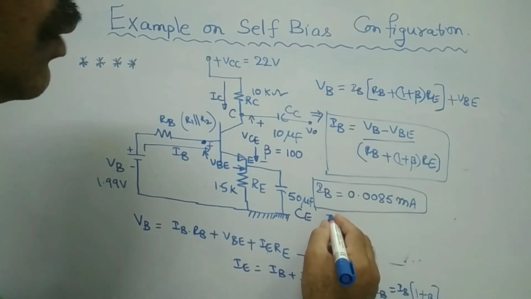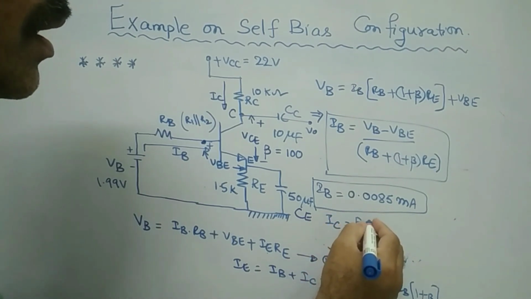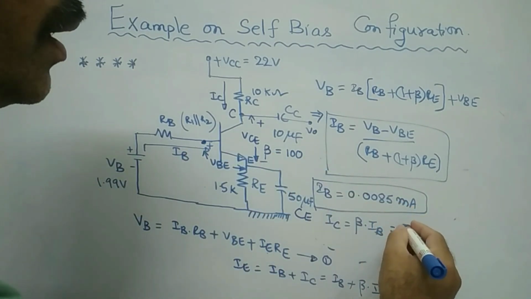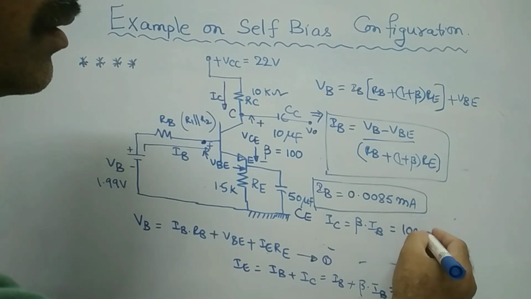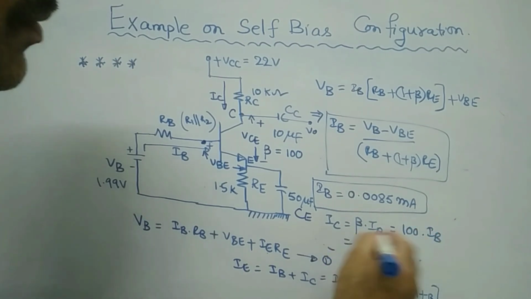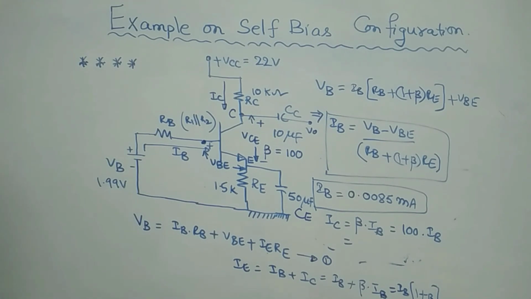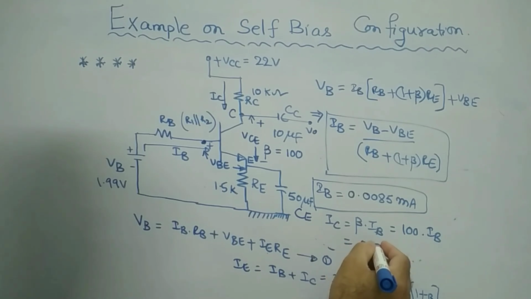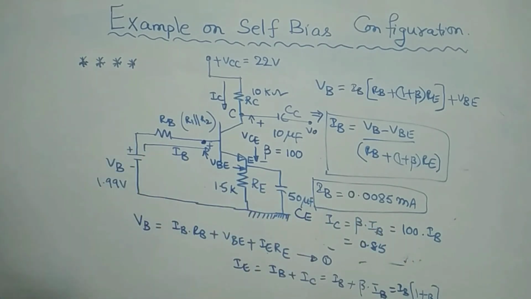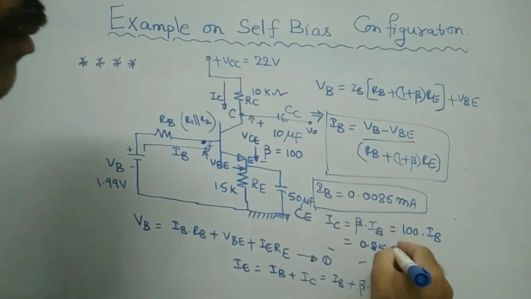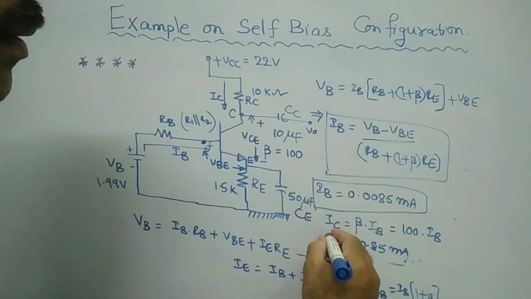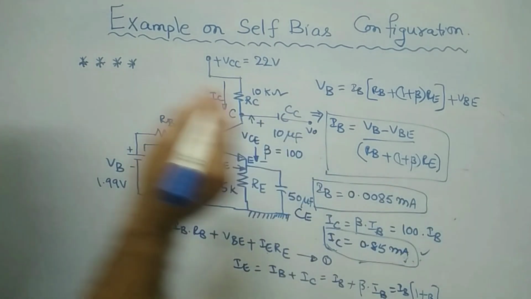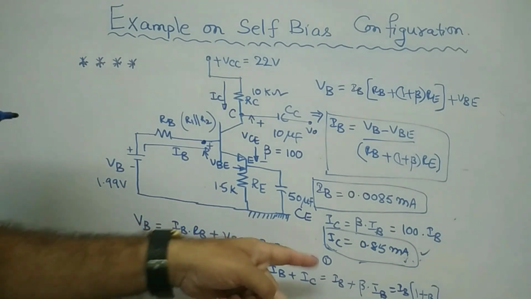And from this, IC is equal to what? IC is equal to beta times IB. What is beta? Beta is equal to 100. Substitute that IB. Therefore, what will be the value? Multiply that with 100. Then IC is equal to something you will get 0.85 milliamps. This is what your IC, 0.85 milliamps. Right? So, this is what the collector current.